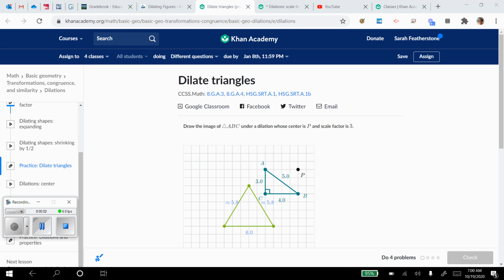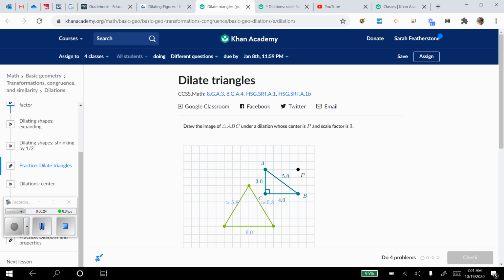Next, we have our Khan Academy assignment, dilate triangles. This time we do have a point of dilation that we're going from. And then we do have our green shape here that we get to move around to create our dilation. So you see here we have triangle ABC, and we're going to create triangle A prime, B prime, C prime.